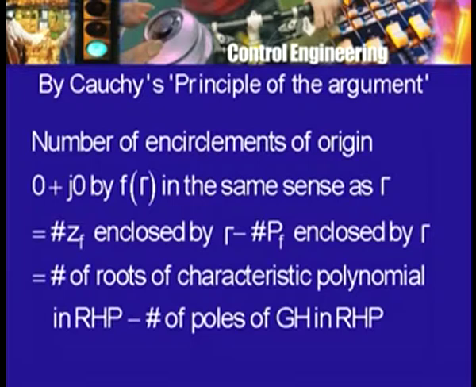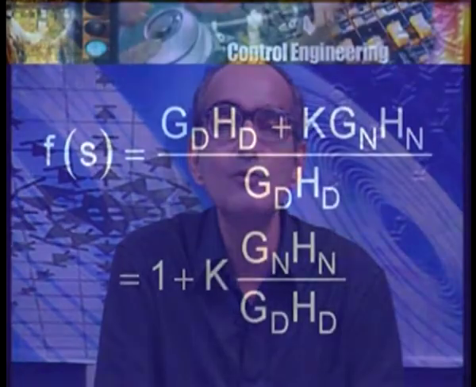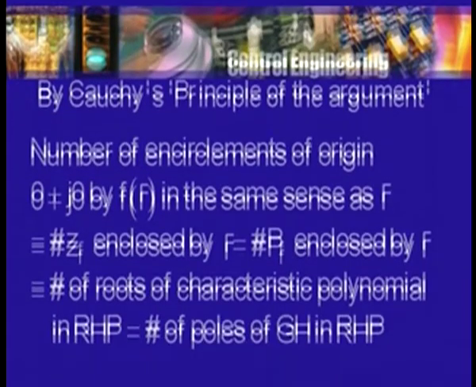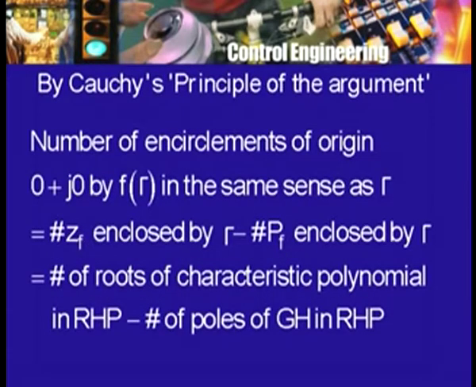the number of zeros of f enclosed by gamma minus the number of poles of f enclosed by gamma. The number of zeros of f enclosed by gamma, now where are the zeros of f coming from? The zeros of f are precisely the roots of the characteristic polynomial. So the number of zeros of f enclosed by gamma will be precisely equal to the number of roots of the characteristic polynomial in the right half plane. And for a stable system we want this number to be 0, but let us be prepared to deal with unstable systems as well, because we do not know for what value of k it will happen or it will not happen.